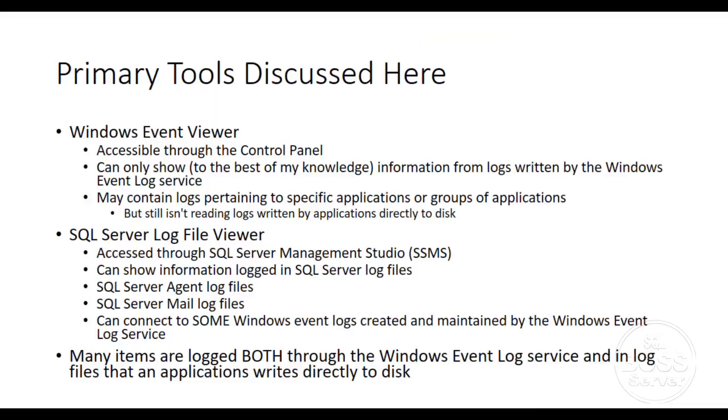The primary tool we're going to discuss in this video is the Windows Event Viewer. We get to that through the Control Panel. We'll see how to do that in detail in a moment. And to the best of my knowledge, the only things we can see through the Windows Event Viewer are things that are written by the Windows Event Log service to its logs. Now, these logs may contain information pertaining to specific applications or groups of applications by name, but these logs are still written by the Windows Event Log service, not by applications directly to disk.